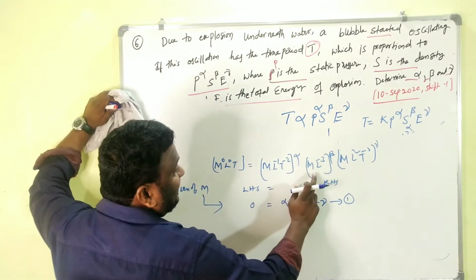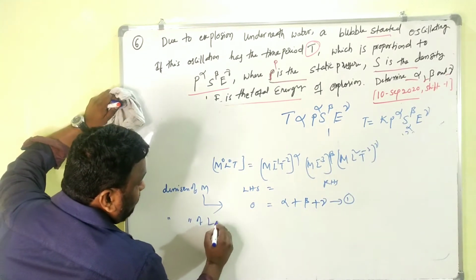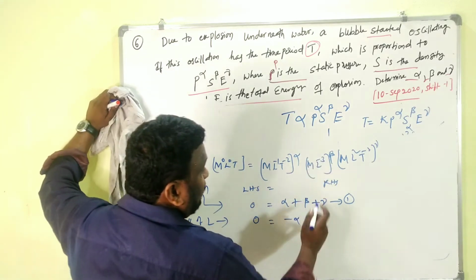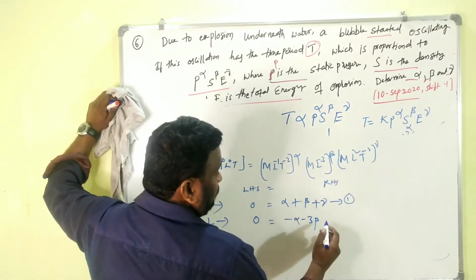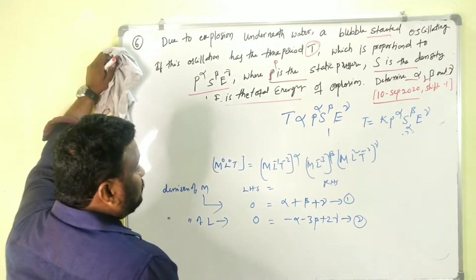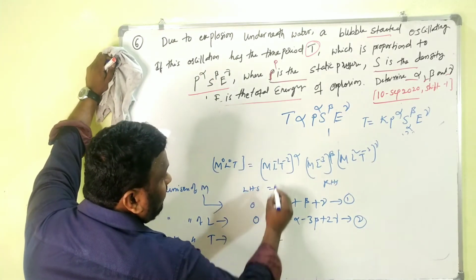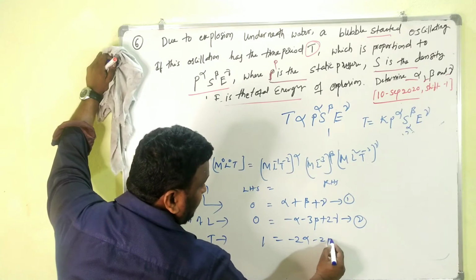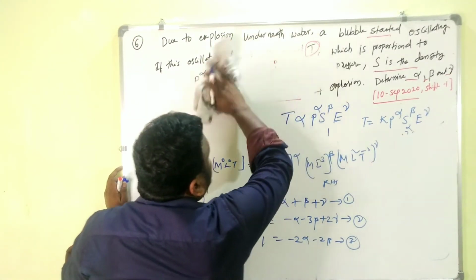So here M to the power of alpha, M to the power of beta, M to the power of gamma. That is the first equation. And next, similarly, dimensions of L on both sides: 0 equals minus 1 into alpha, minus alpha, minus 3 into beta, minus 3 beta, plus 2 gamma. Equation number 2. And now, the third one, dimensions of T on both sides. LHS is 1. RHS is minus 2 alpha, here there is no T, minus 2 beta. Equation number 3.